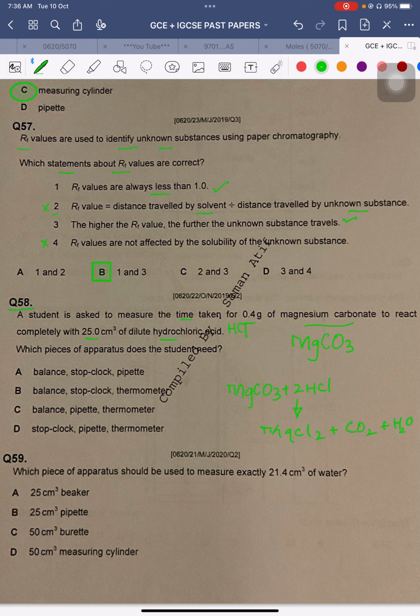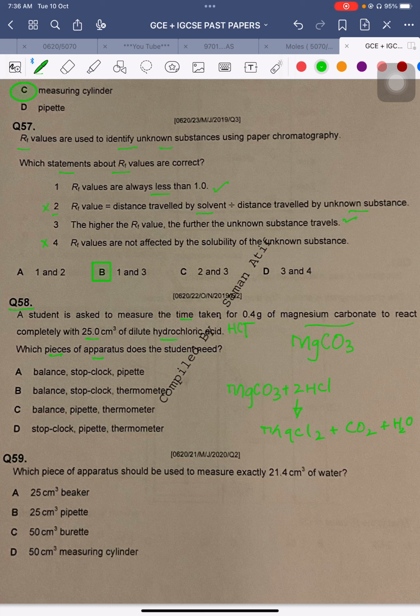Let me tell you one thing more clearly. Magnesium carbonate is one of the carbonates. So whenever any metal carbonate, magnesium is a metal, sodium carbonate, copper carbonate, lithium carbonate, zinc carbonate, when any of the metal carbonates is going to react with an acid, it is going to produce carbon dioxide, water, and a salt as well. Carbon dioxide is a gas which turns lime water milky. So please be careful about this all.